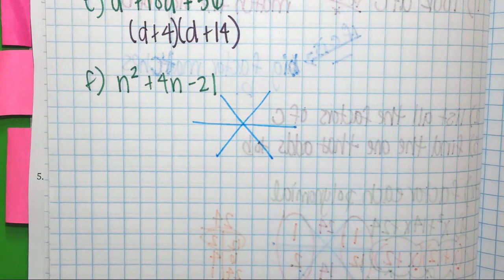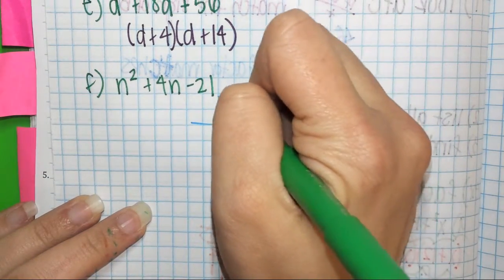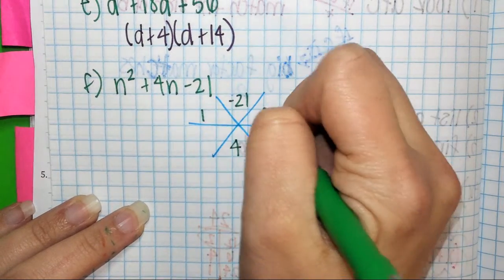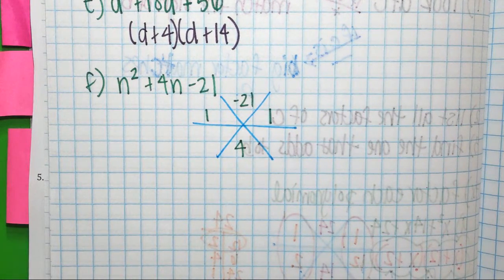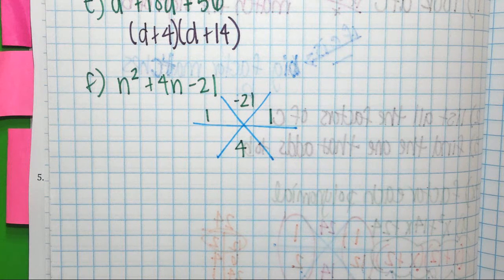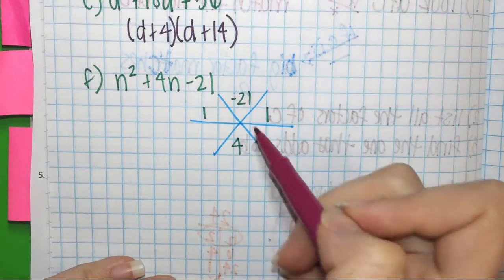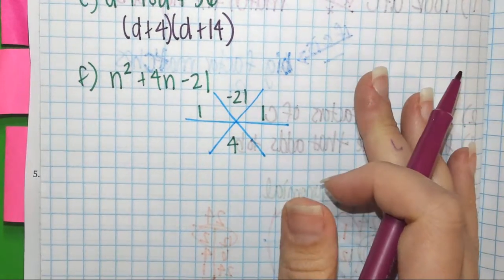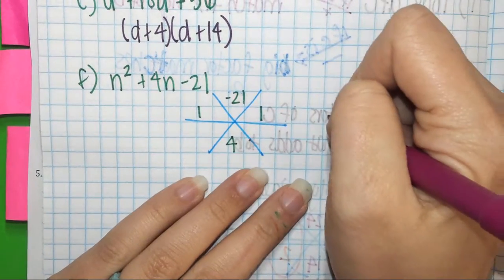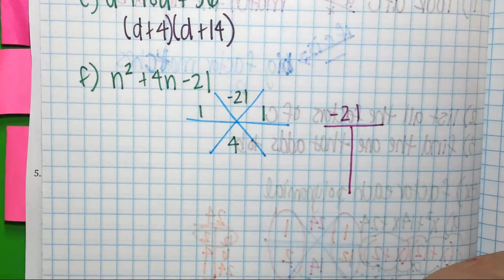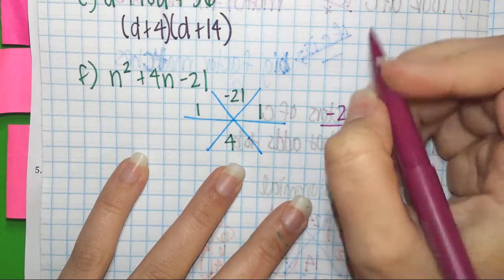Alright, what goes in the top of my star? Negative 21. What goes in the bottom? And then 1 and 1. Okay, so now this time it multiplies to give us negative 21, but it has to add to give us positive 4. That's why the big factor has to be positive. So instead of worrying about our signs, first just list the numbers that multiply to give us 21.